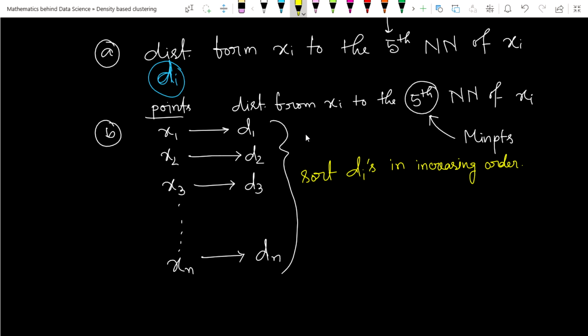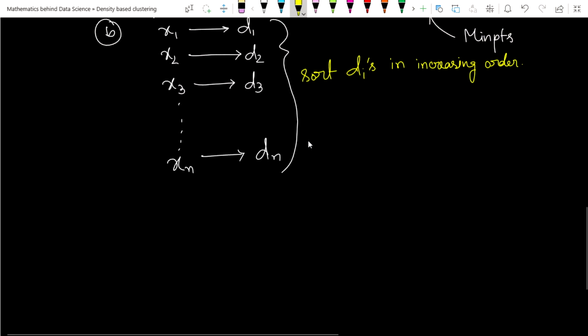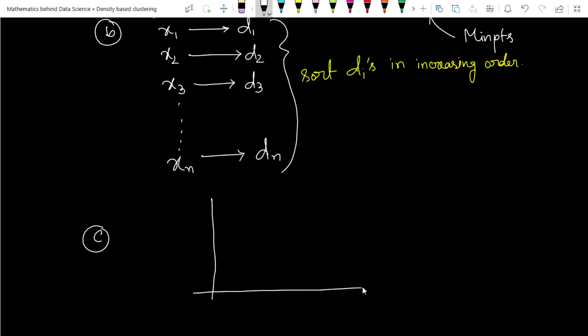So after sorting this, we have to use the elbow method. We have already seen the elbow method in one of our previous chapter videos. After sorting, you use the elbow method. On the x-axis we have the point indexes, and on the y-axis we use the distances. Since we have already sorted the distance values, we get this type of plot.